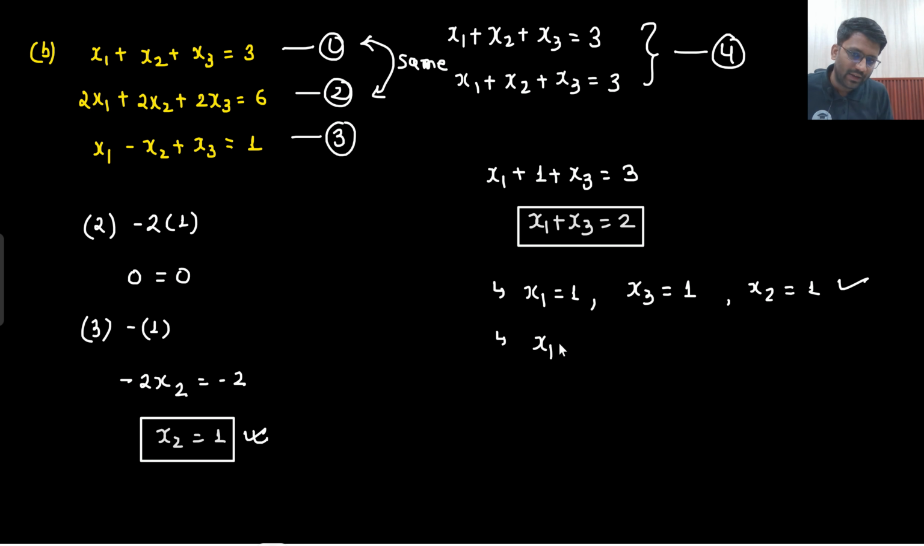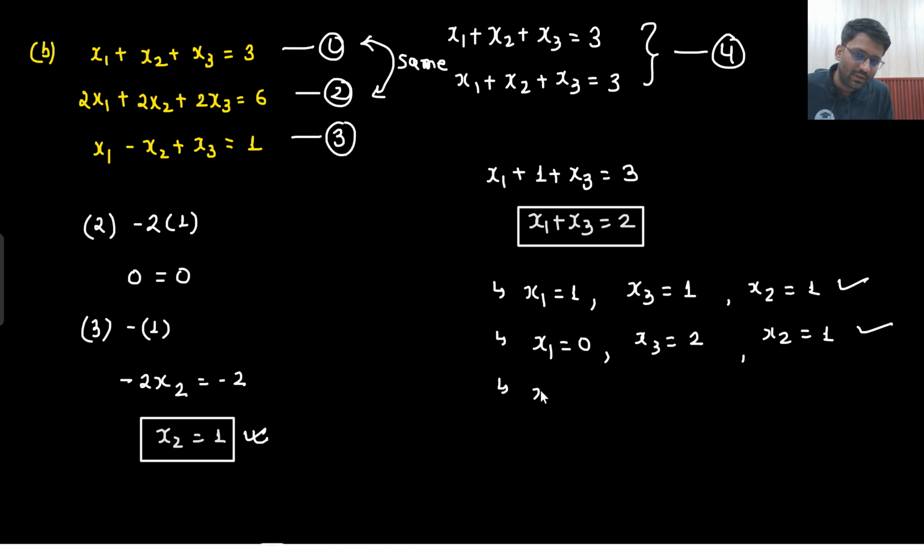If I put x1 equals 0 and x3 equals 2, because if x1 is 0, then x3 will be 2. And x2 is fixed, which is 1. So if I put x2 equals 1 here and x3 equals 2 here, what will I get? 1 plus 2 equals 3. x1 is 0. Put 2 here. 2 into 2, 4. 2 into 1, 2. 2 plus 4, 6. Then put x3 equals 2 here and x1 equals 1 here. 2 minus 1 will be 1. So this condition is also satisfied.